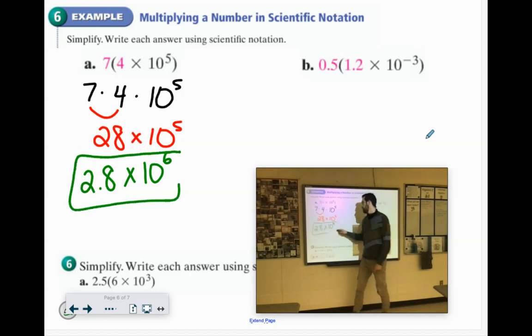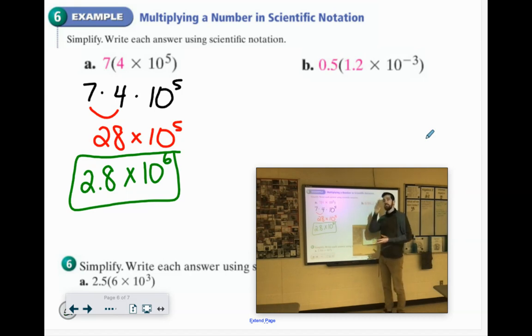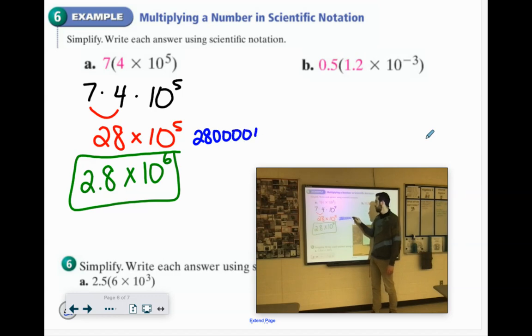That is one way you can do it. Honestly, that's the easiest way. If you just remember, one goes up, one goes down. Or you can rewrite 28 times 10 to the 5th by moving the decimal 5 places to the right. 1, 2, 3, 4, 5. Put in your commas, and then rewrite this into scientific notation. Still gets you the same answer.